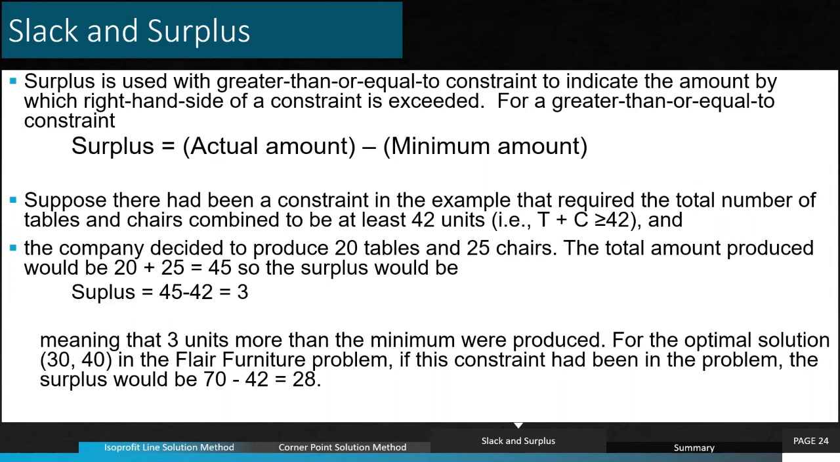So, suppose there had been a constraint in the example that required the total number of tables and chairs combined to be at least 42 units, and the company decided to produce 20 tables and 25 chairs. The total amount produced would be 45. So, the surplus would be 3, meaning that 3 units more than the minimum were produced. For the optimal solution, 30-40 in the Flare Furniture problem, if this constraint had been in the problem, the surplus would be 70 minus 42 equals 28.